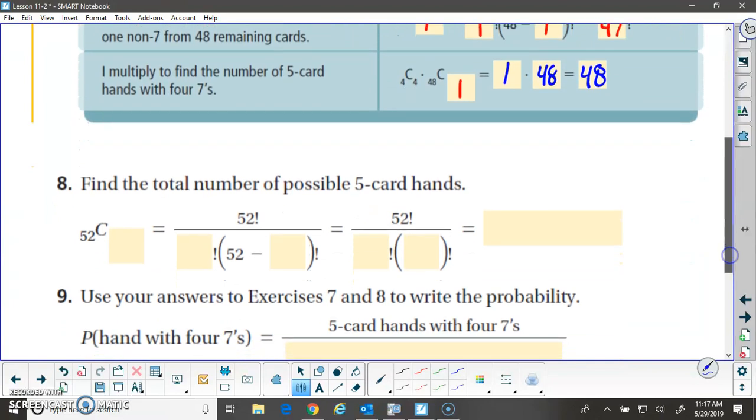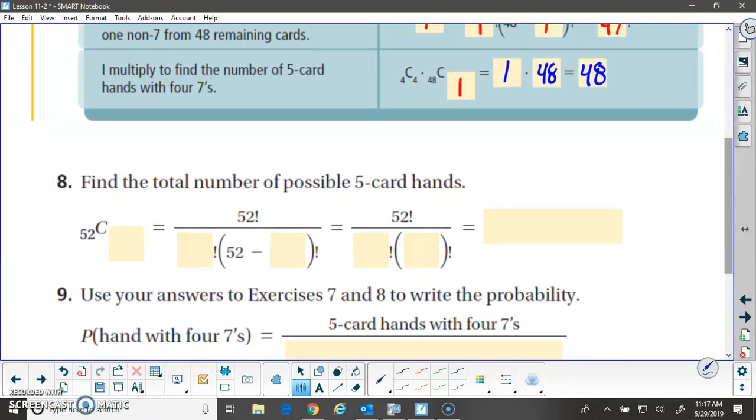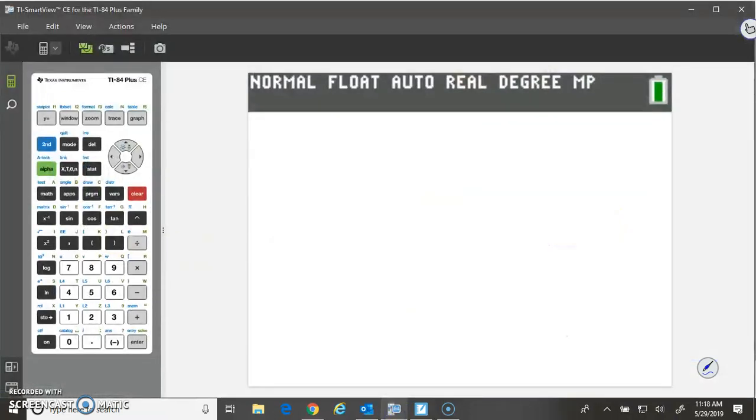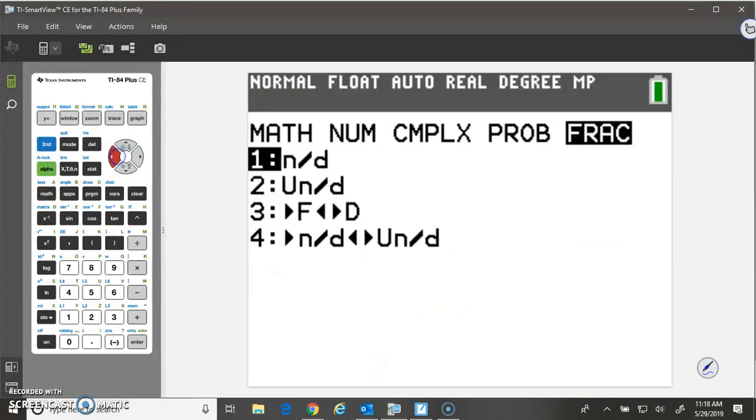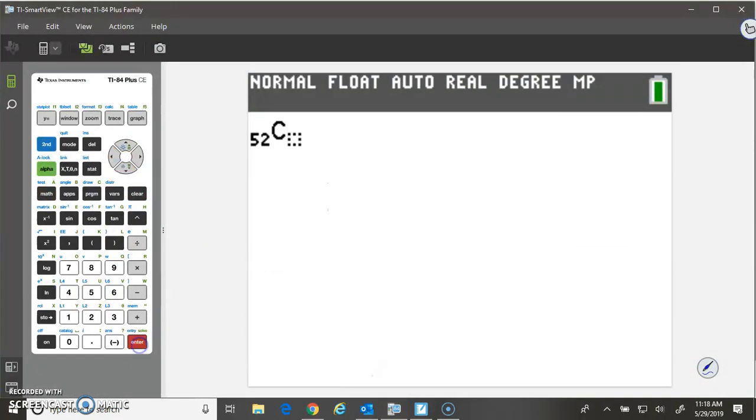So keeping that in mind, now we go on to number 8. It says find the total number of possible 5-card hands. So to do that, we have to do a 52 nCr 5, which would give us a number. If we fill these in, 5 factorial times 47 factorial on the bottom, which gives us 2,598,960. Again, the way we're doing that is just using the calculator, doing 52 math nCr 5, and it calculates it for us. So there's that number.